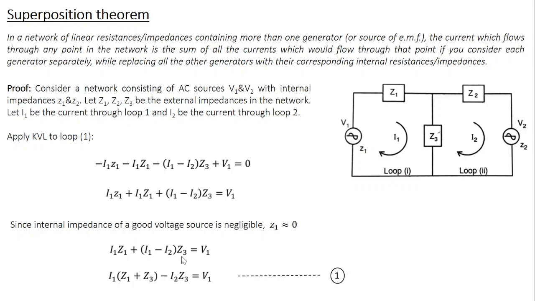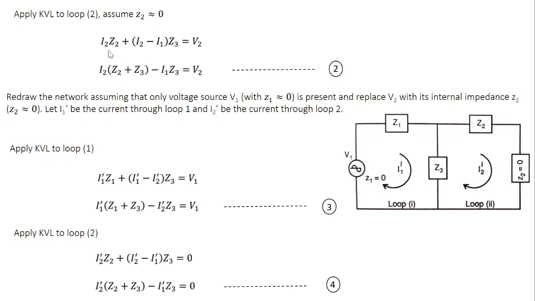Then you get a similar kind of equation, just that instead of I1 you will have I2, instead of Z1 you will have Z2, and similarly, instead of V1 you will have V2. So the corresponding equation is I2 Z2 plus (I2 minus I1) into Z3 equal to V2. You can club the I2 terms together. You have I2 into (Z2 plus Z3) minus I1 into Z3 equal to V2. This is equation 2. So this is the current through the circuit when you consider both the voltage sources.